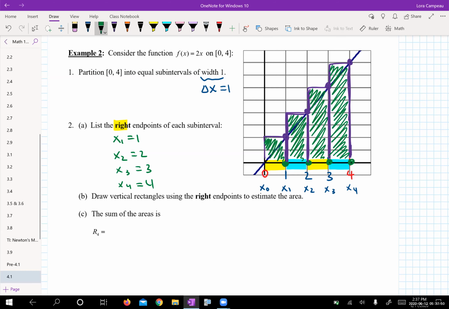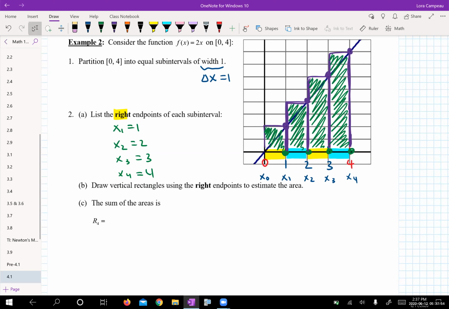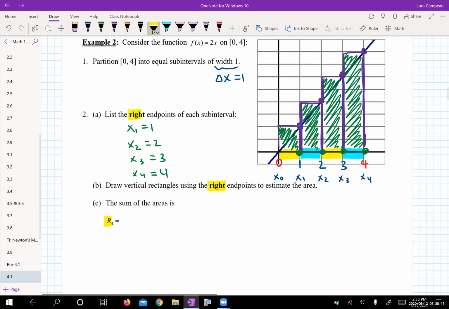But just so that you see what's happening, if we look at the sum of all the areas of the rectangles to make the triangle, excuse me, you've probably guessed it. If you're using right endpoints, look at R4. That is telling you that you're using the right endpoints of each of the subintervals to calculate the height of the rectangle. So what does that look like?